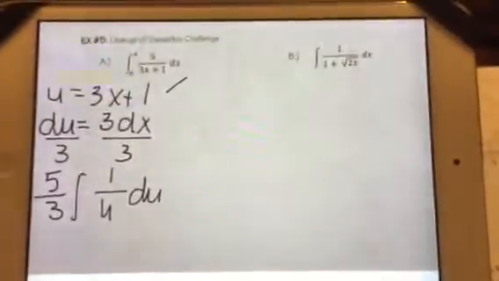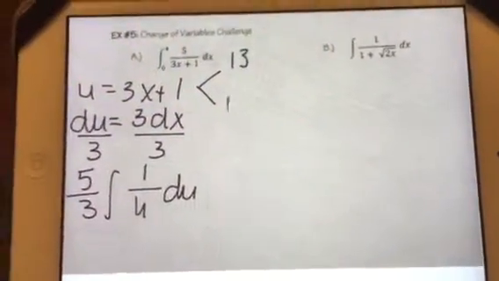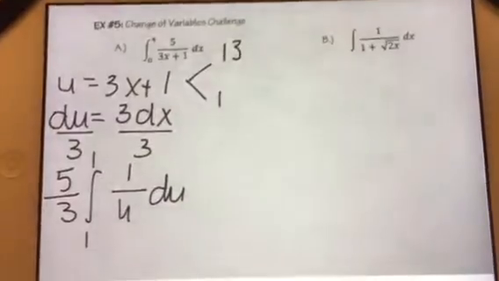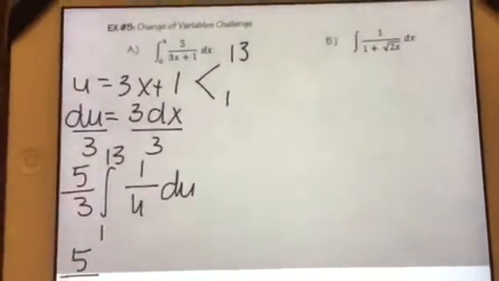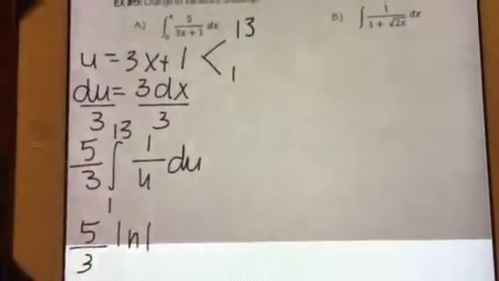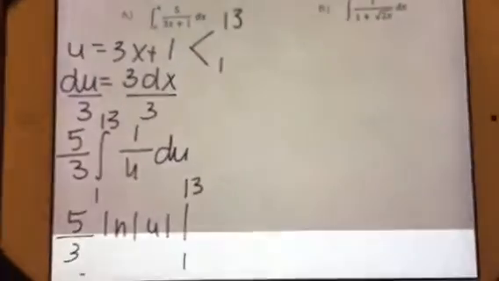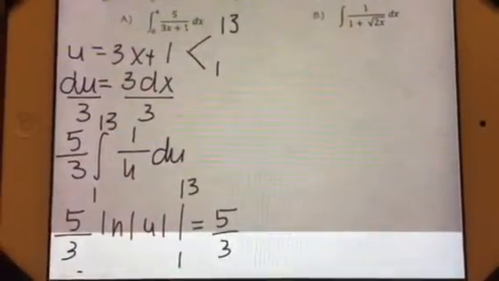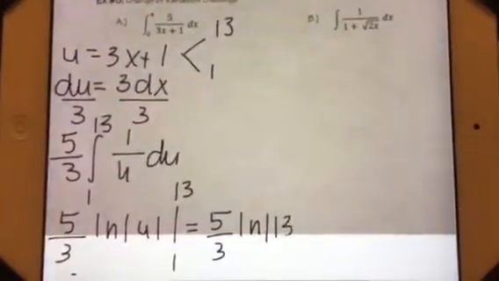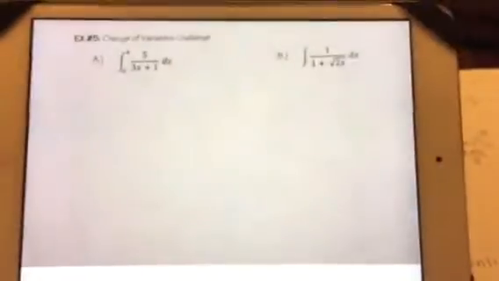Now don't forget to switch out your limits. The top one will now be 13, our bottom one will be 1. We don't have to multiply by any negatives, so that'll give us 5/3 ln of u. We're going to evaluate that from 1 to 13, and that'll give us 5 over 3 ln of 13 as our solution. Now this last example is pretty tricky, so it is a challenge.